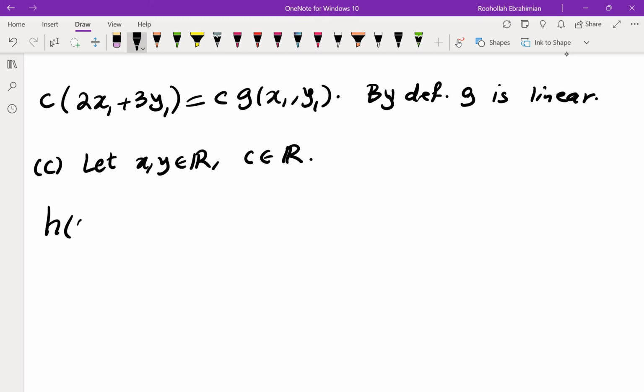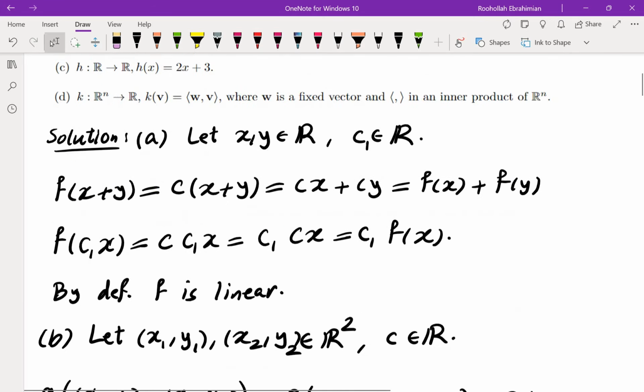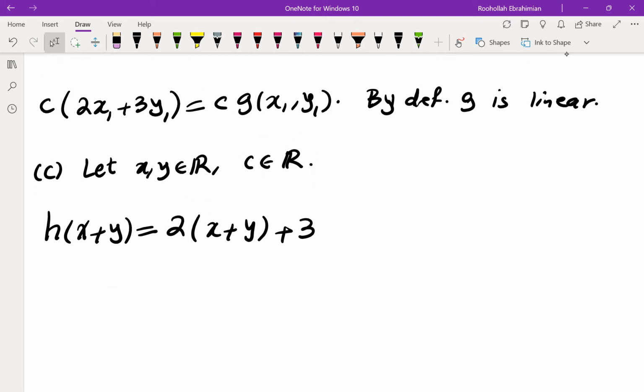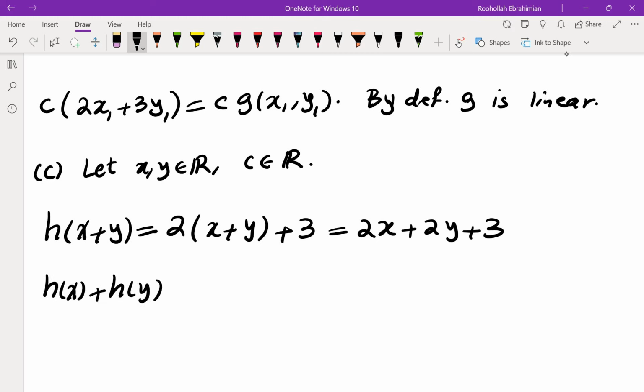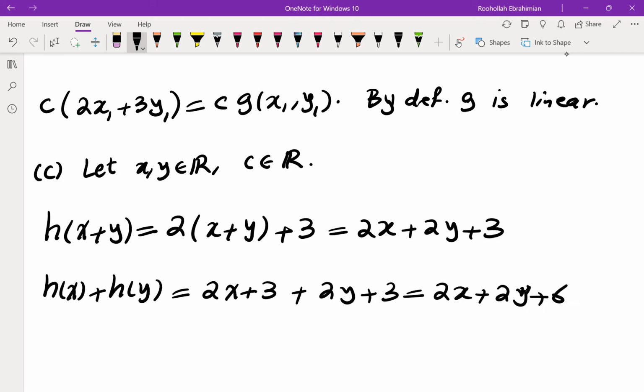So let's evaluate h of x plus y. If you look at the definition, it was twice the input plus 3. If you go back and look at what we had, it's 2x plus 3, so it's twice that plus 3, which is 2x plus 2y plus 3. But if you look at h of x plus h of y, that becomes 2x plus 3 plus 2y plus 3, and this is 2x plus 2y plus 6. So in fact, the equality never happens.